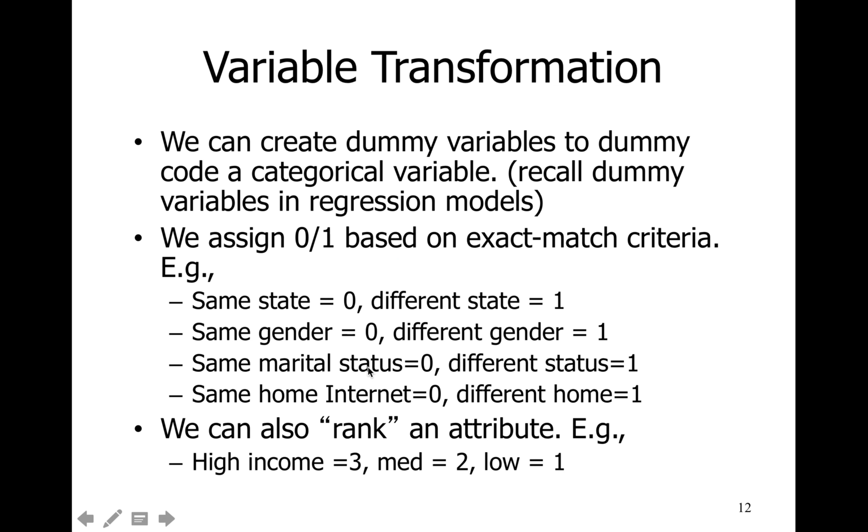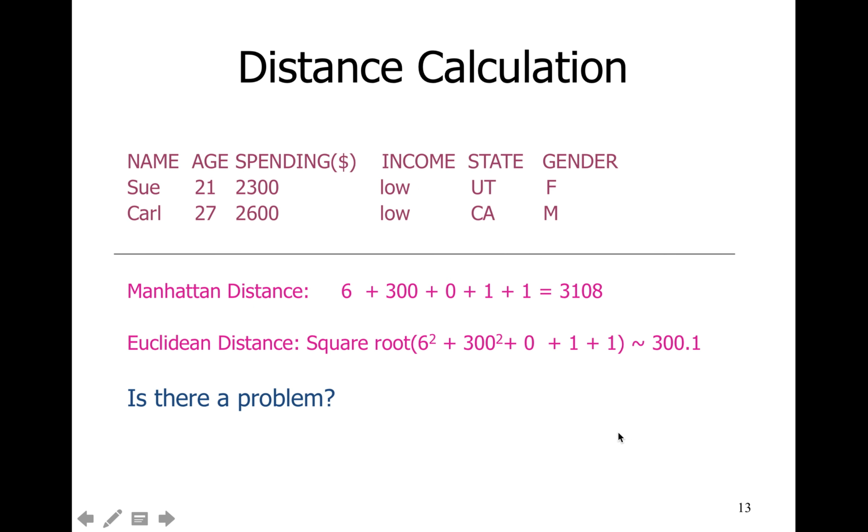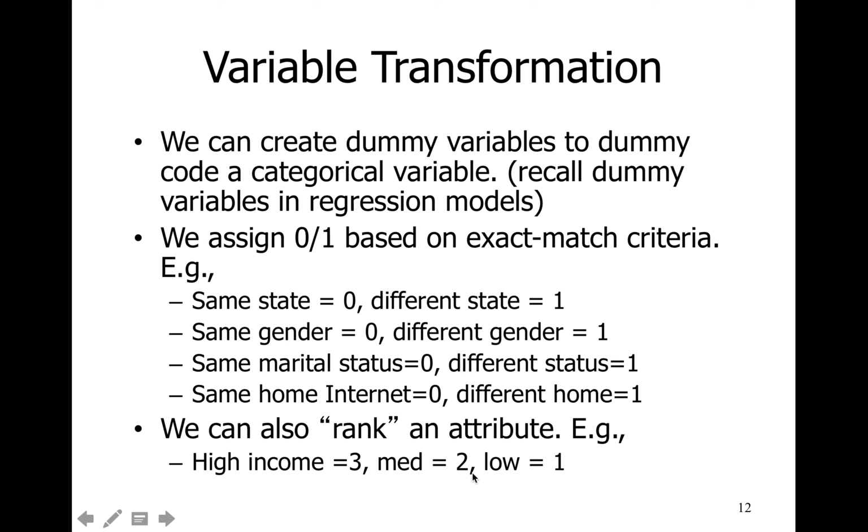So that's one. There is also a way to directly decide on measuring the distance as 0 and 1. 0 essentially means no distance, meaning the same, such as the same state, same gender, same marital status, same home internet, this type. So this should all be zeros. But no matter which two states, as long as they're different, the distance is 1, and likewise different gender, different status, different home type, and so on. This is also another way that has been considered, and it could be useful if you need to customize your own distance function to consider this.